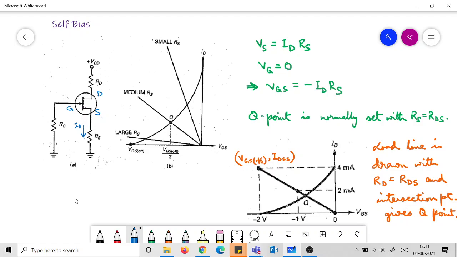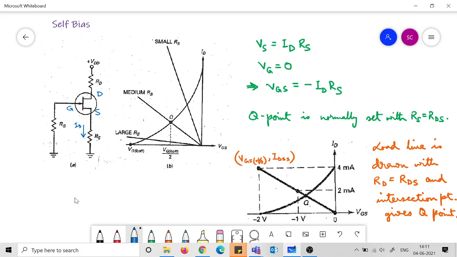Of course, we need to maintain some limit to this ID current so that VGS is not more negative than VGS cutoff. So we have to make this VGS value higher than the VGS cutoff. So we have to keep some control on this current ID. And how can we do that? There is the resistance RD here, and a resistance RS also here. So using all these things, we can keep a control on this VGS biasing that is getting produced here.